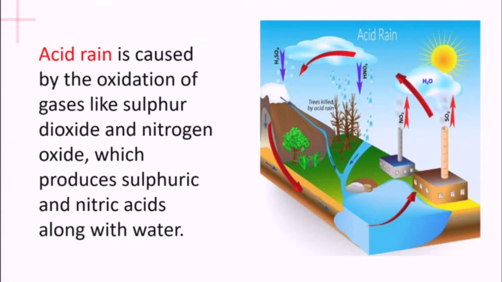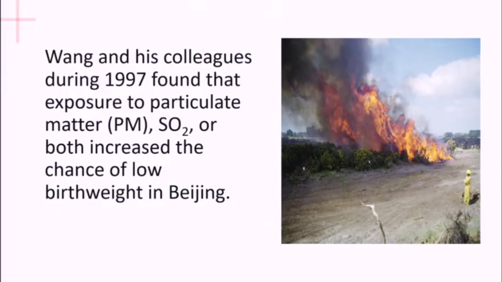Acid rain is caused by the oxidation of gases like sulfur dioxide and nitrogen oxide, which produce sulfuric and nitric acids along with water. These acids then precipitate as acid rain. Building components, vegetation and animals are all injured because of acid rain. The soil also becomes acidic because of it. Wang and his colleagues in 1997 found that exposure to particulate matter, PM, sulfur dioxide or both increased the chance of low birth weight in Beijing.